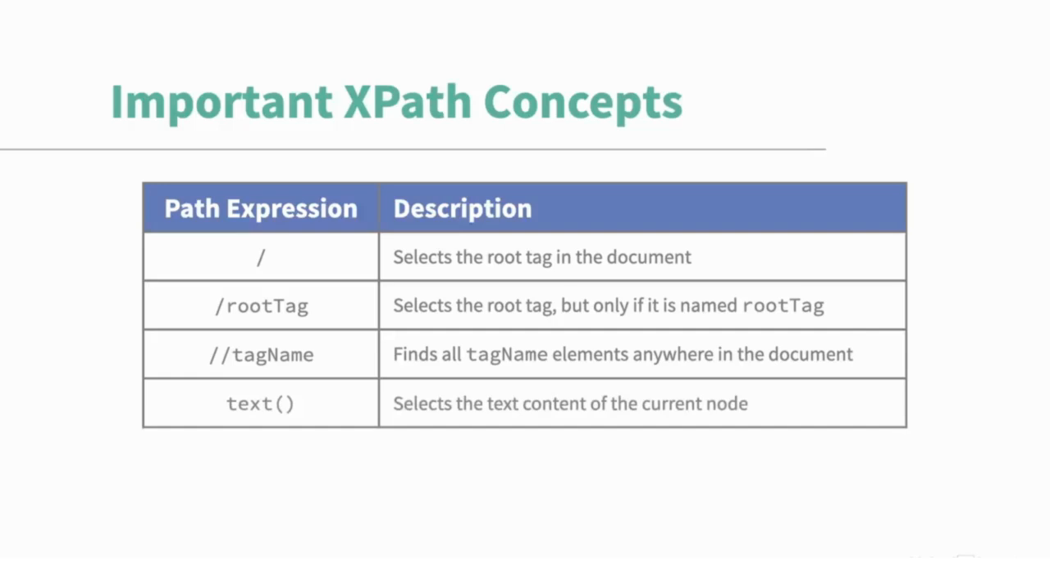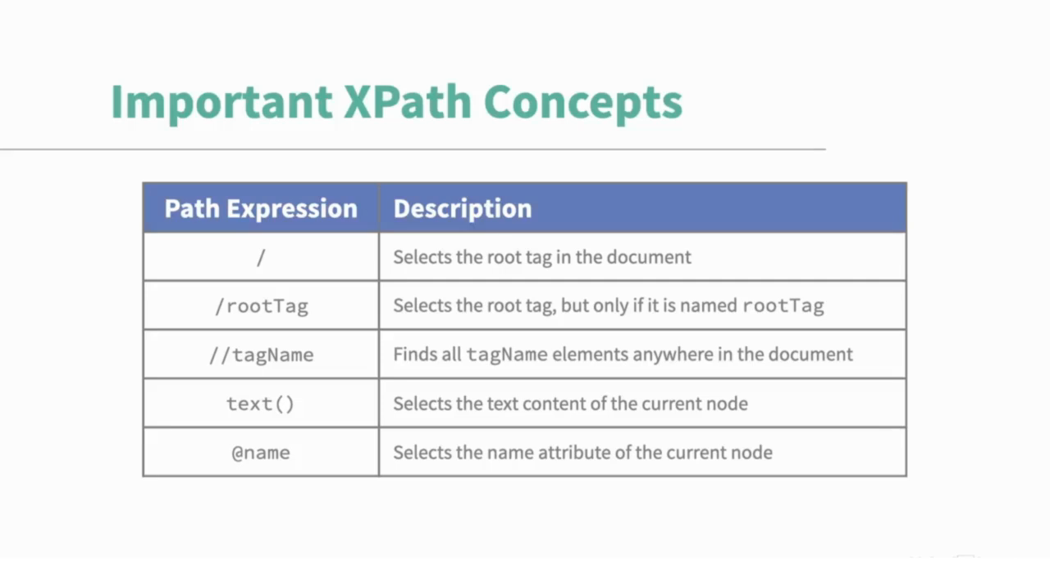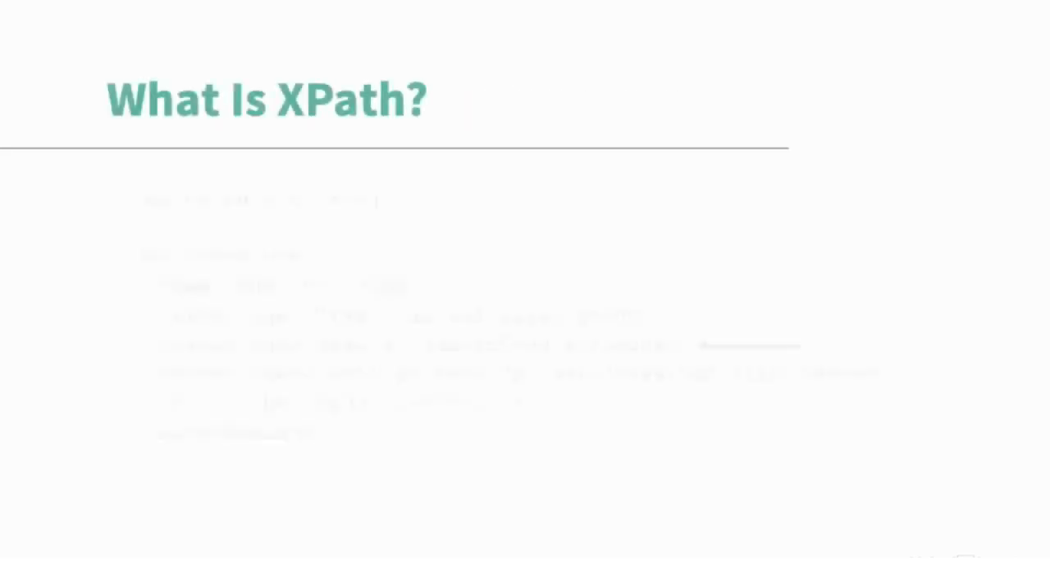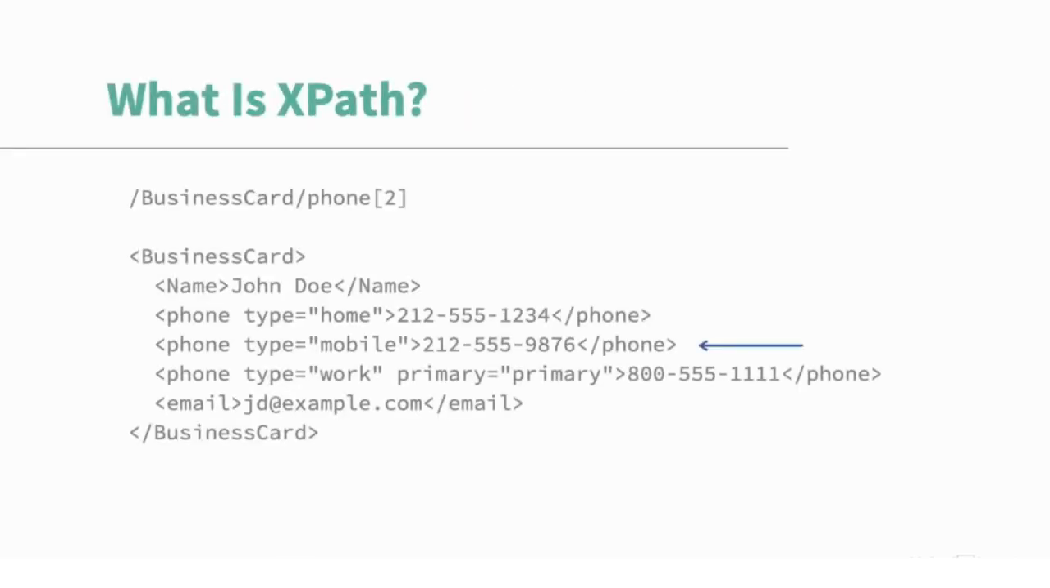The text function selects the text content of the current node, which I can then use, for example, to compare to specific values. The @ symbol selects the attribute of the current node with a given attribute name. And 2 periods means to select the parent of the current node. All right, let's take a look at some more advanced examples.